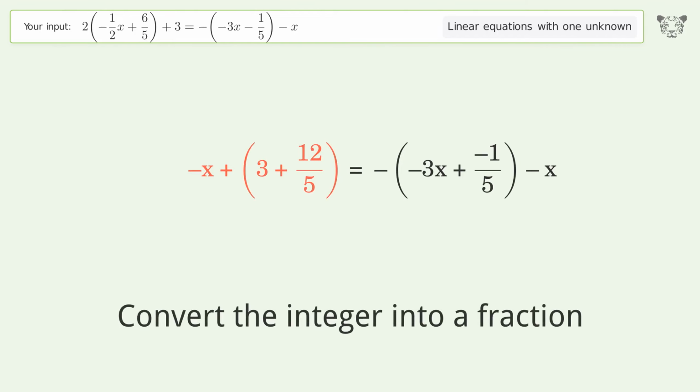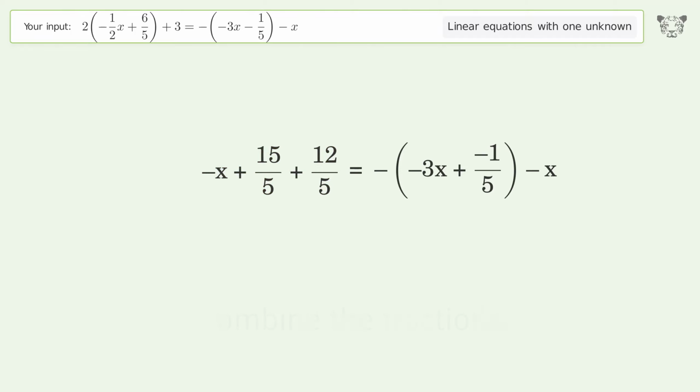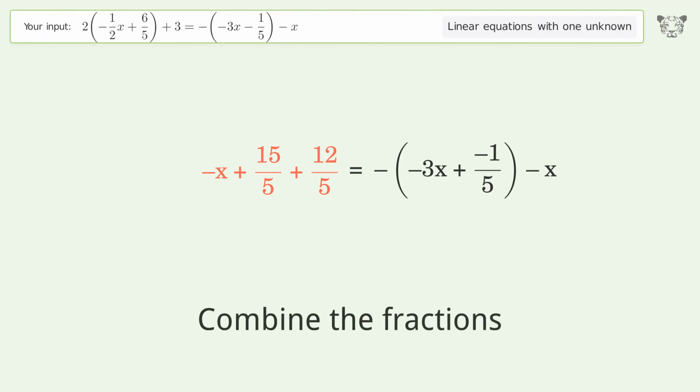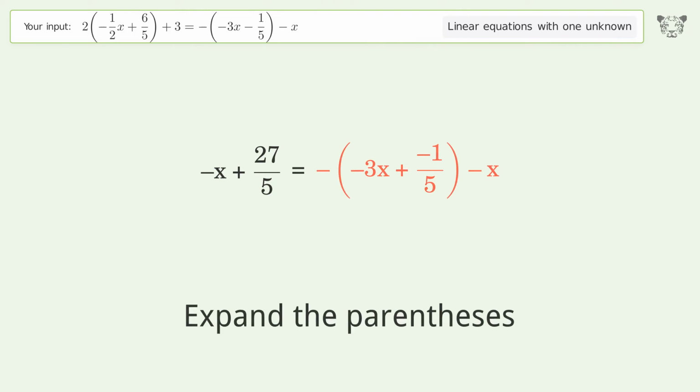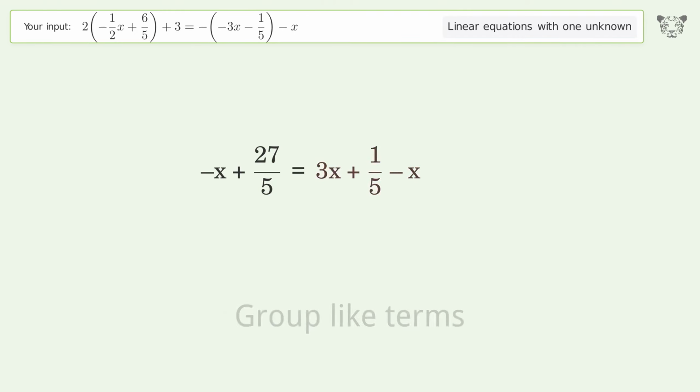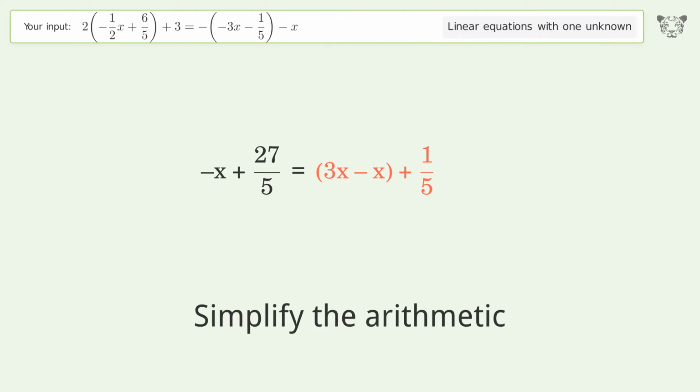Convert the integer into a fraction. Combine the fractions. Combine the numerators. Expand the parentheses. Group like terms. Simplify the arithmetic.